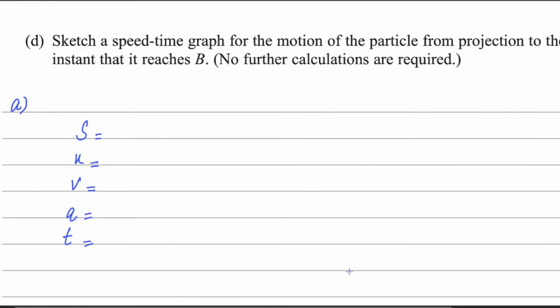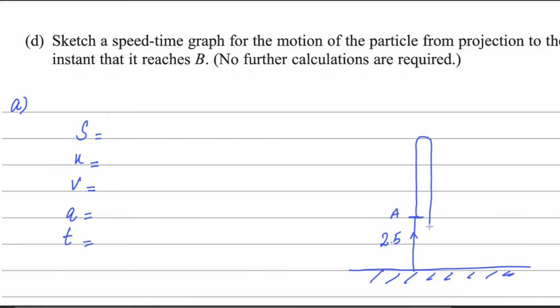So this is the ground level, and point A is 2.5 meters above the ground. The particle is thrown vertically upwards from point A, so it moves up, up, up. At the end, after reaching maximum height where v is 0, final speed is 0, it turns back for sure. And point B is here at the ground.